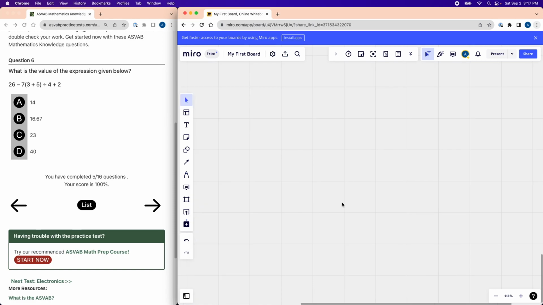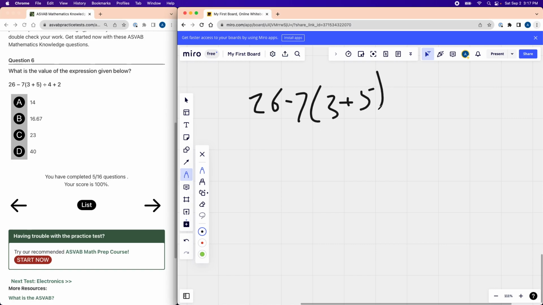All right, so hopefully you tried that one out on your own. Again, this is just a basic expression here that we need to solve the answer for. So we just need to remember PEMDAS. So I'm going to go ahead and rewrite the expression here. I'm going to say 26 minus 7 times 3 plus 5 divided by 4 and then plus 2.